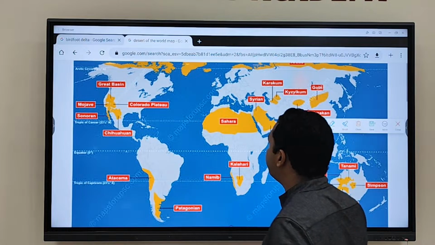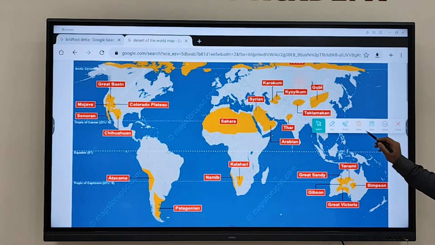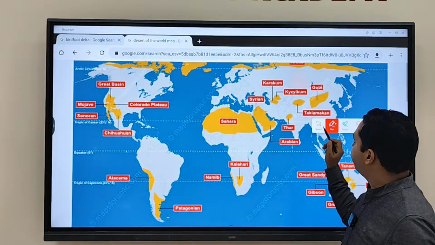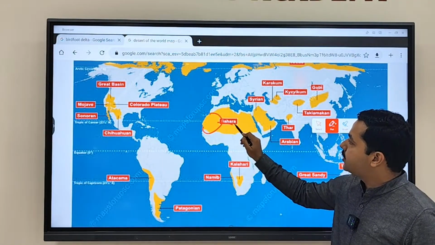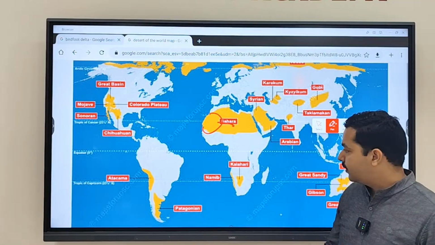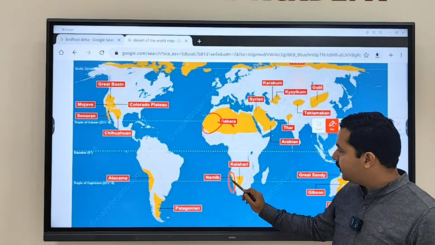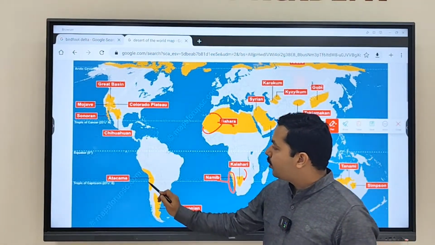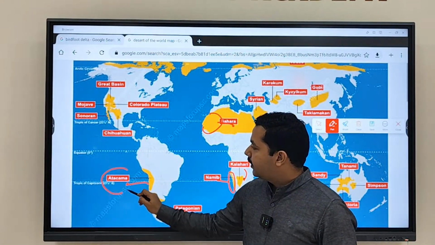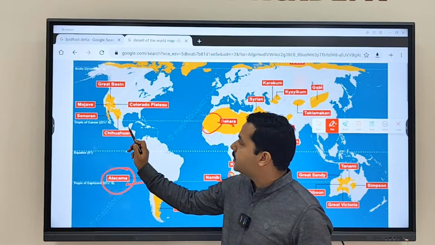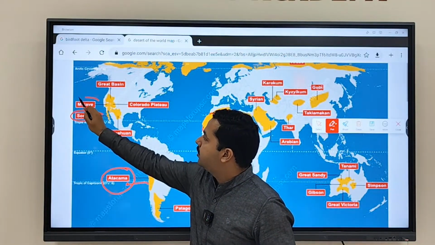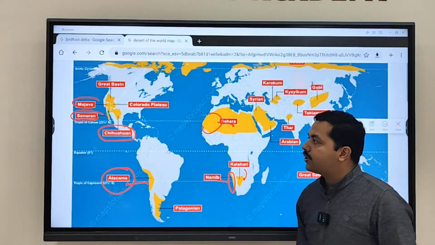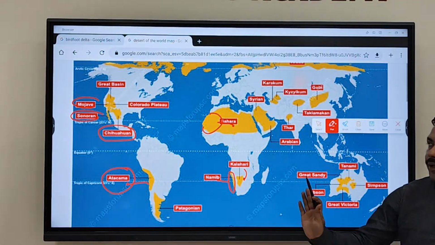So now, when you look at this figure, what you are finding here on the western margin, which desert is located? Sahara Desert. Here, what desert are you finding? Namib Desert and Kalahari Desert. Clear? Here, what desert are you finding? Atacama Desert. Here, what desert are you finding? Sonoran Desert, Mojave Desert, Chihuahuan Desert. These are the deserts that you are finding on the western margin.